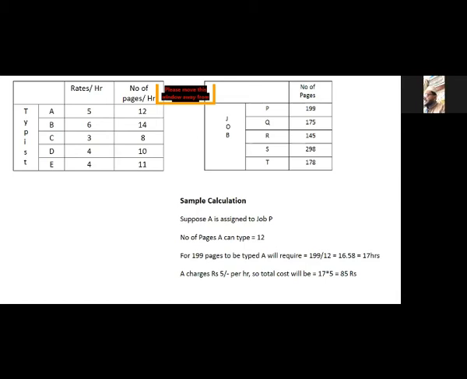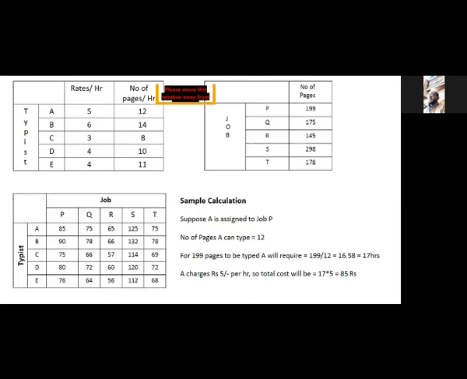So with this, I will make one matrix like this. I have A, B, C, D, E on the left side, typists, and jobs P, Q, R, S, T. We have seen that if A is assigned to job P, the cost incurred will be 85. Similarly, we can calculate for all the other values. Let us see an example for any other case.